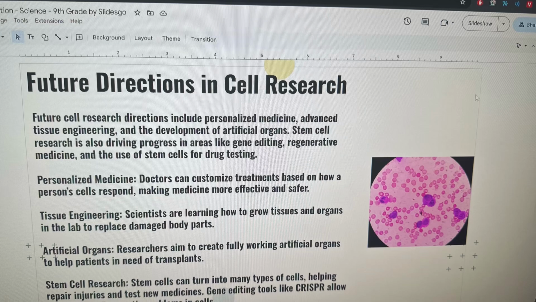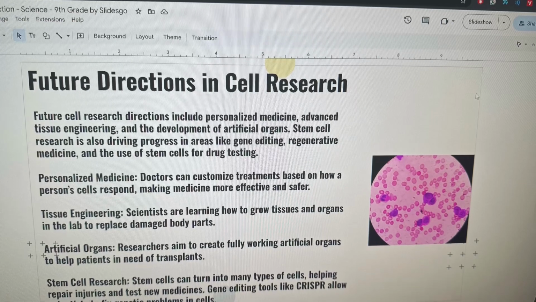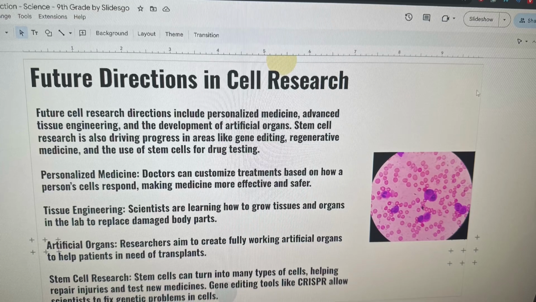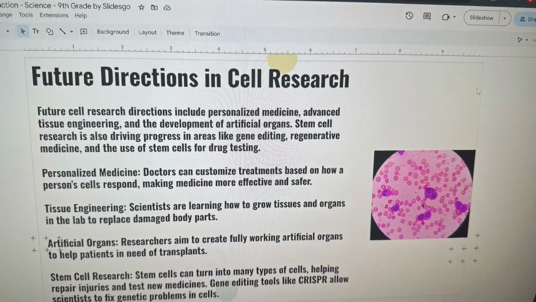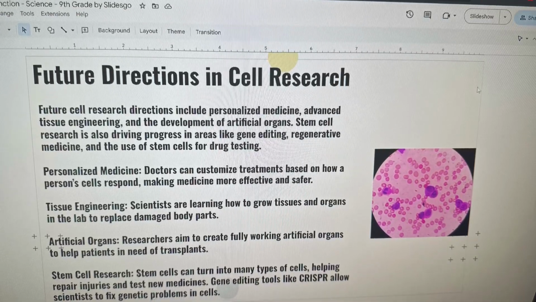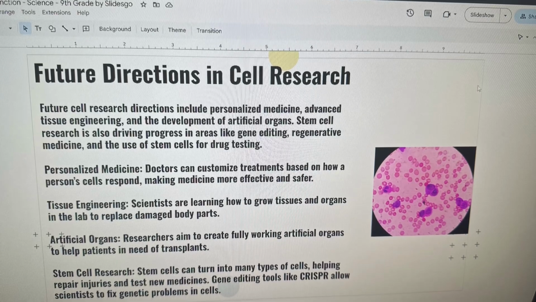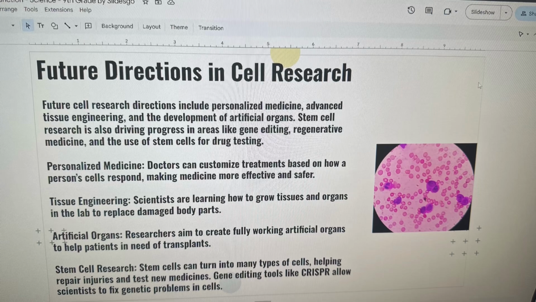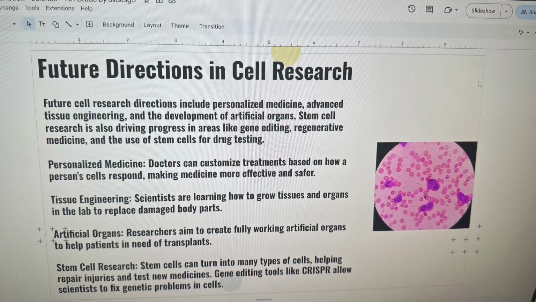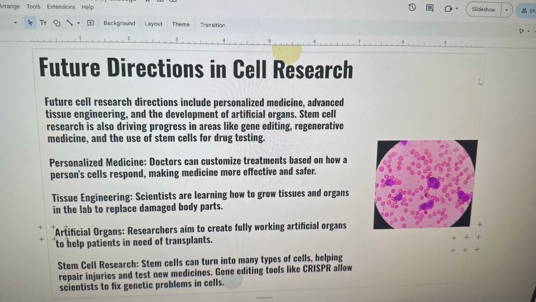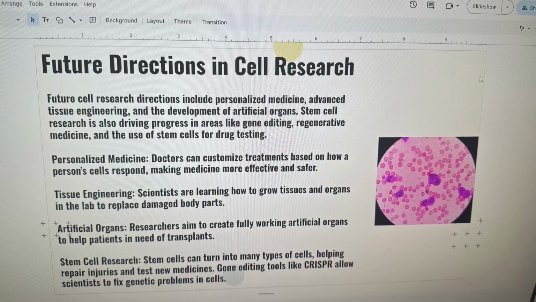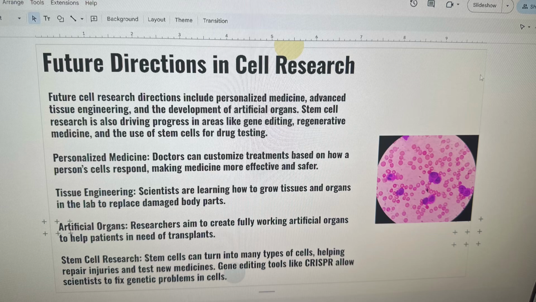Personalized medicine. Doctors can customize treatment based on how a person's cells respond, making medicine more effective and safer. Tissue engineering. Scientists are learning how to grow tissue and organs in the lab to replace damaged body parts. Artificial organs. Researchers aim to create fully working artificial organs to help patients in need of transplants.